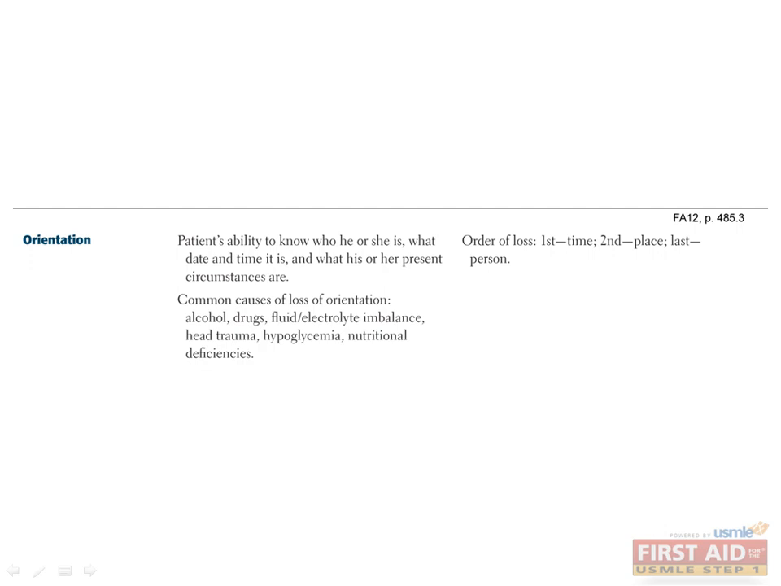Orientation refers to a patient's ability to know who they are, what time of day it is, and what their circumstances are. The most common causes of loss of orientation are alcohol, drugs, fluid and electrolyte imbalances, head trauma, hypoglycemia, and nutritional deficiencies. Usually when people lose their sense of orientation, they first lose their sense of time, followed by their sense of where they are, and finally, loss of their identity. If they are oriented with respect to all three, we refer to them as A and O times 3.